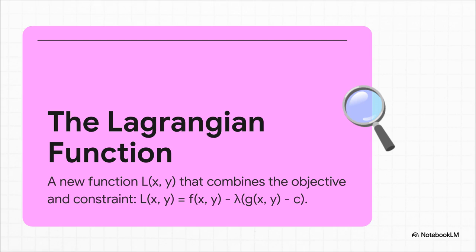It merges our original goal, our f of x y, with our limitation, our g of x y, all into one equation. And in the process, it introduces this new, incredibly important variable, the Greek letter lambda. We call it the Lagrange multiplier.